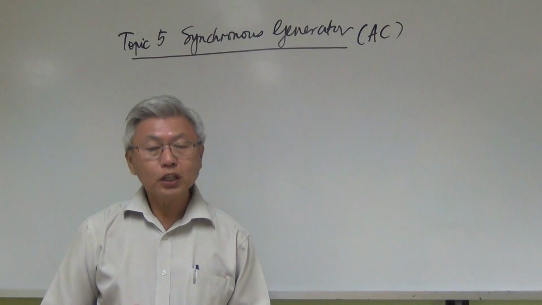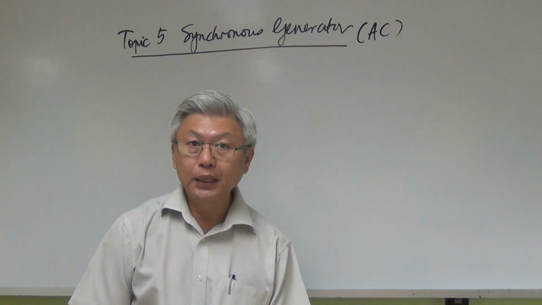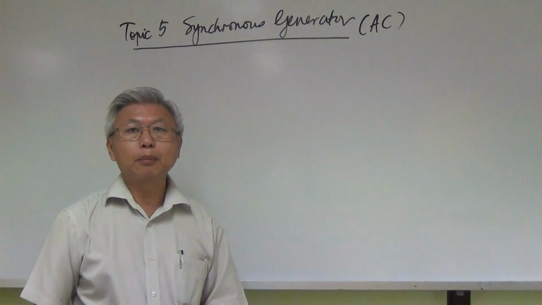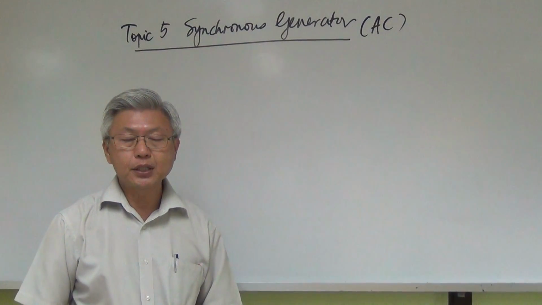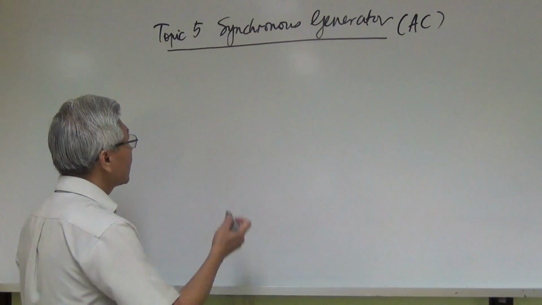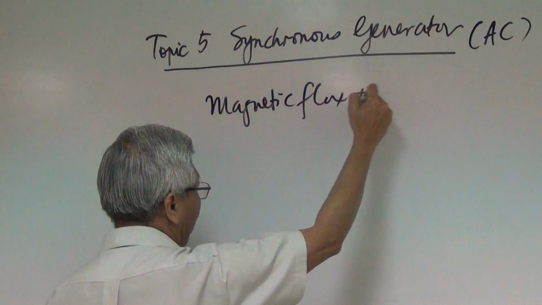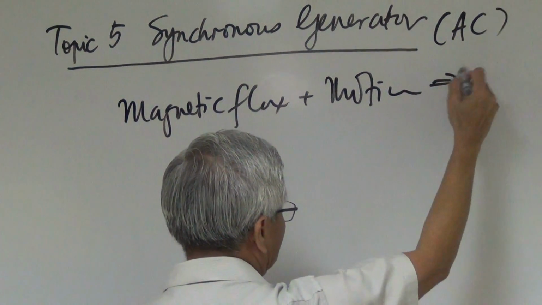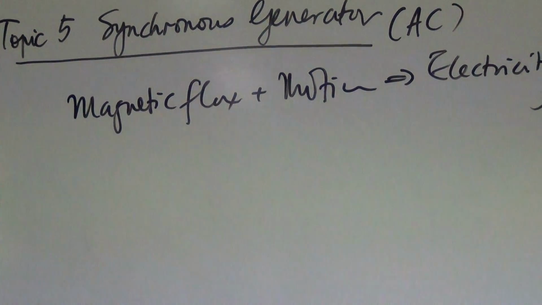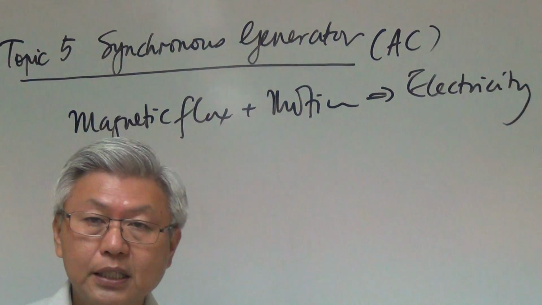I would say it is not easy to understand, but you should be able to do it nicely if you know the few formulas that are involved in synchronous generator. Now, generator, as it says, is about generating electricity. So, according to the law of electromagnetism, it's still the same. How to produce electricity? You have magnetic flux reacting with motion. That gives you electricity. But in this case, synchronous generator, instead of producing DC electricity, is producing an AC source.